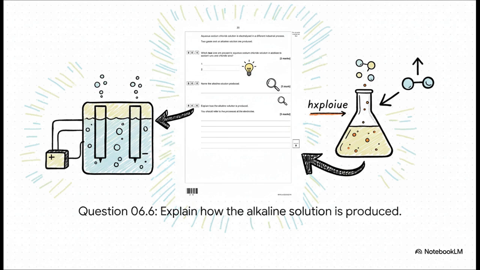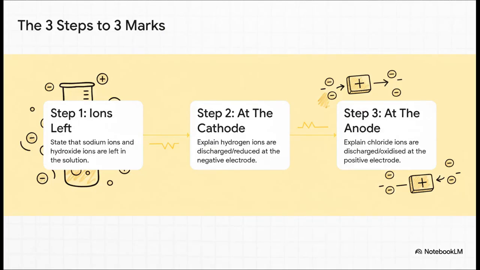And look, the question itself gives you a massive clue. It says you must talk about what's happening at the electrodes. This is awesome. The mark scheme literally breaks it down into a 3-step checklist to get your marks. First, you just have to say which ions are left over to make the sodium hydroxide. Second, and this is the real aha moment of aqueous electrolysis, you explain what happens at the negative electrode. Because hydrogen is less reactive than sodium, it's the hydrogen ions that get discharged, not the sodium.